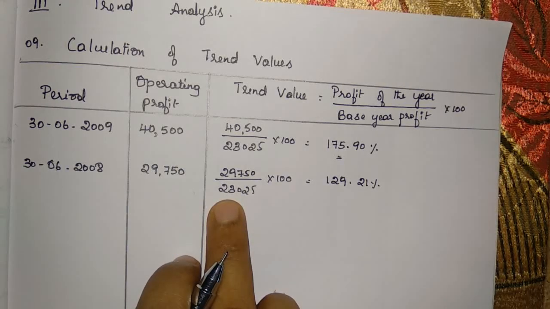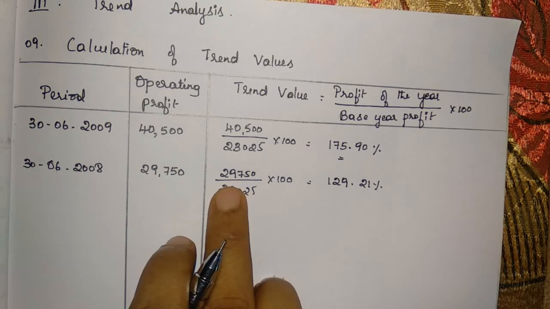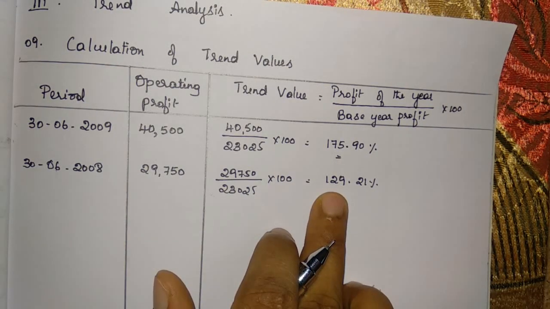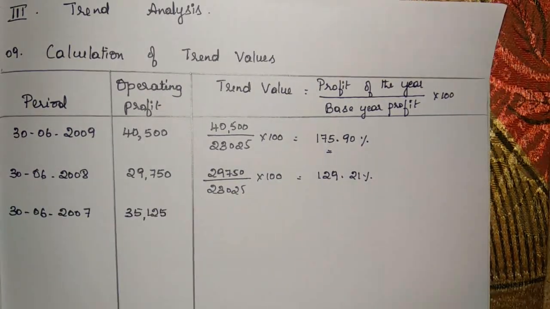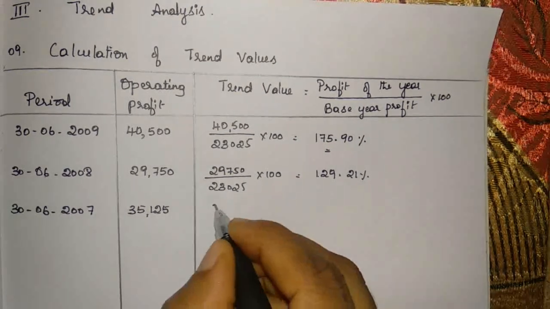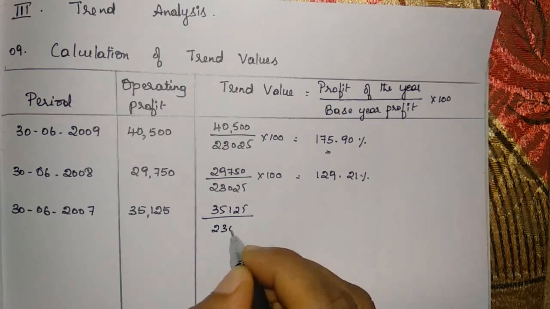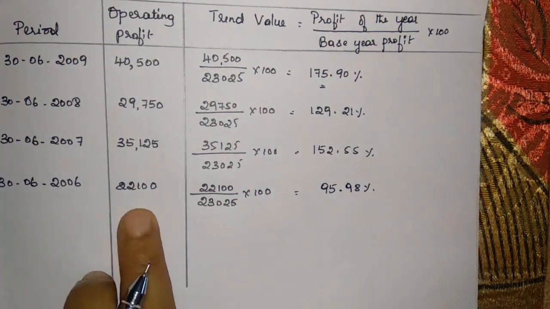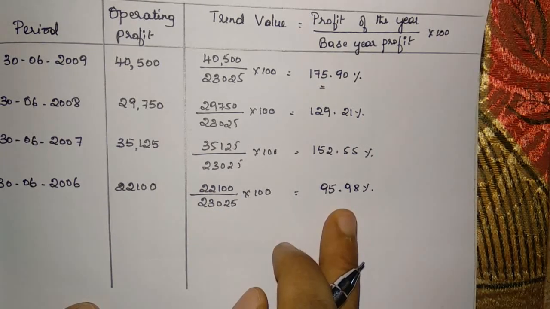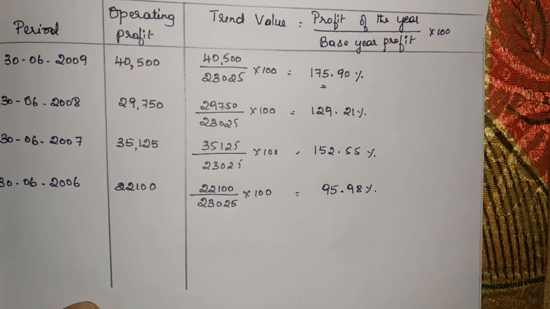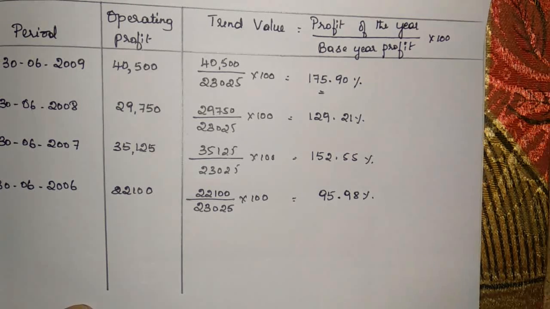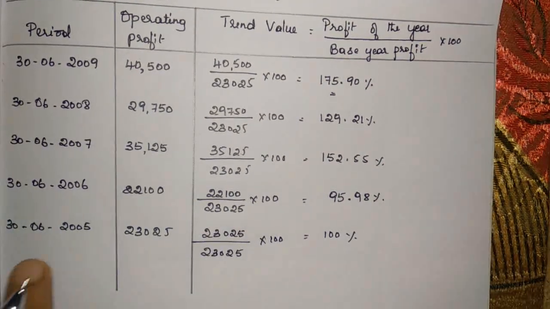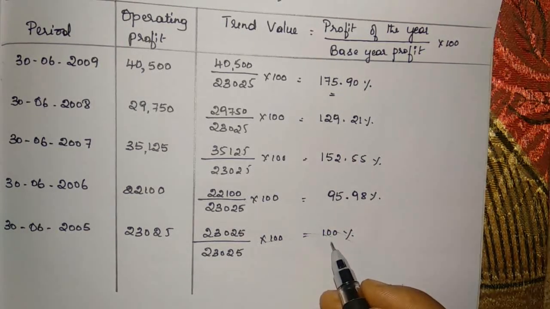So 23,025 is 100, and 2008's profit is 29,750. So there is an increase in profit from the base year to the current year, that is 2008, of 29.21%. So like that we have to analyze. Third year, 2007: 35,125 is the profit for the year, divided by base year profit into 100, gives 152.55%. 2006 profit is 22,100, and compare it with the base year profit, you will get 95.98% trend value. So there is a reduction in profit from the base year to 2006, that is by 4.02%. And 2005 is only the base year, so there is no change in the profit. As it is a base year, it is 100% only.